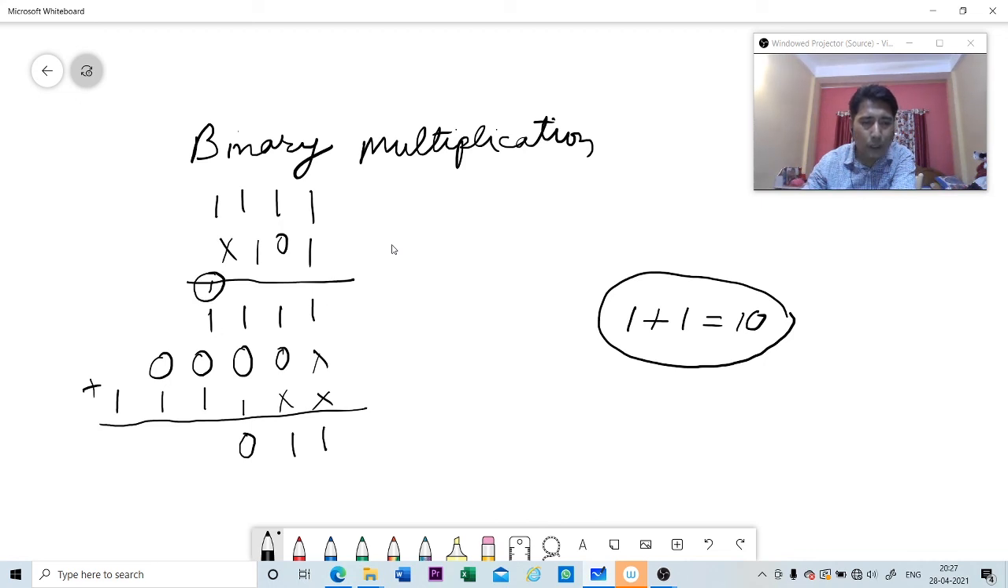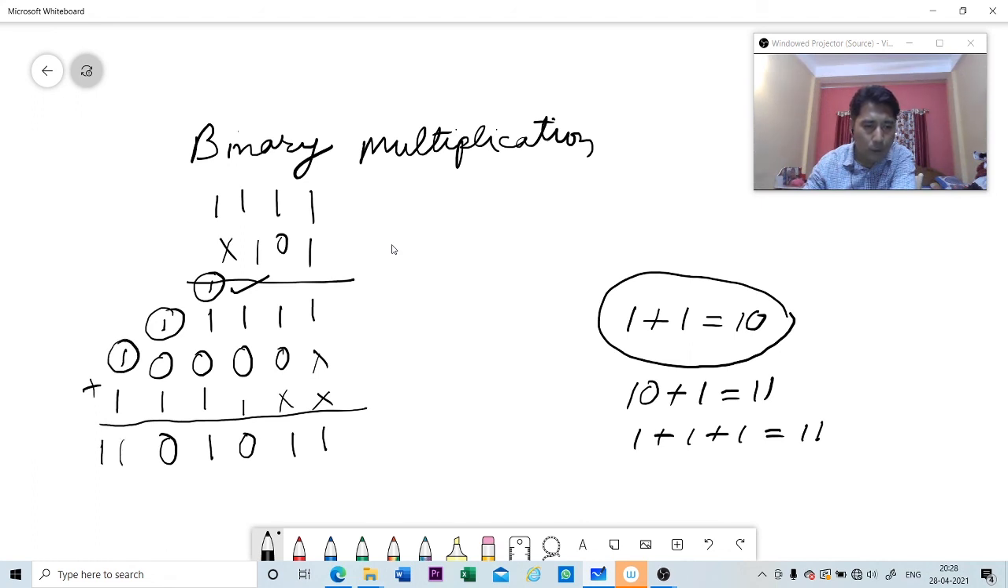Now if you see here, we have three 1s here. As we already know, 1 plus 1 is equal to 10, plus 1 is equal to 11. Or we can also say that 1 plus 1 plus 1 is equal to 11 according to the binary rules for addition. So 1 plus 1 plus 1 is equal to 11 with the carry forward 1. So 1 plus 1 is equal to 10, 0, carry forward 1, and 1 plus 1 is equal to 10. So the sum of this binary multiplication is 1001011.